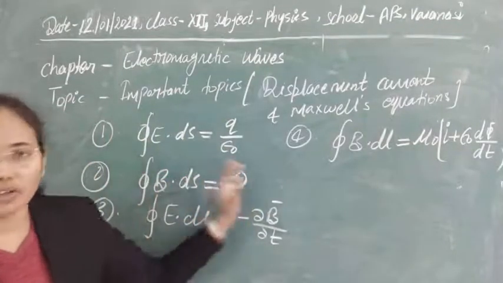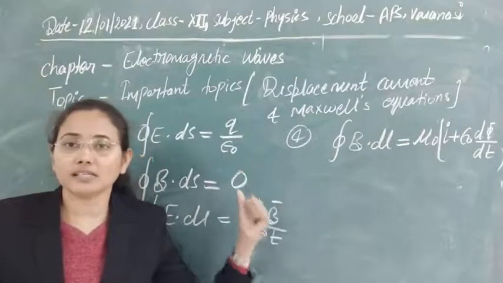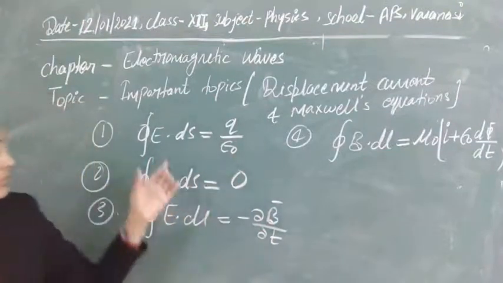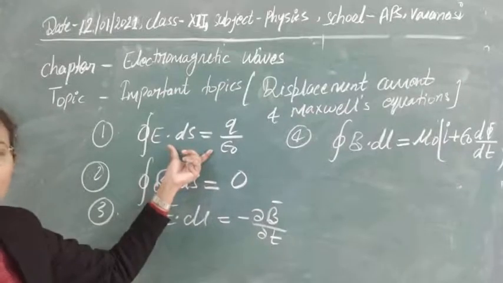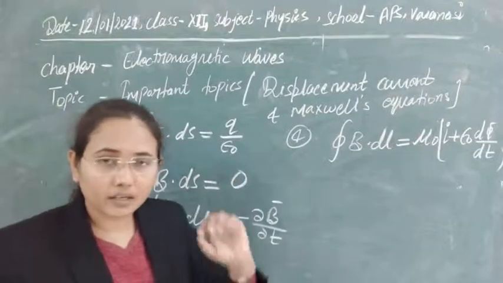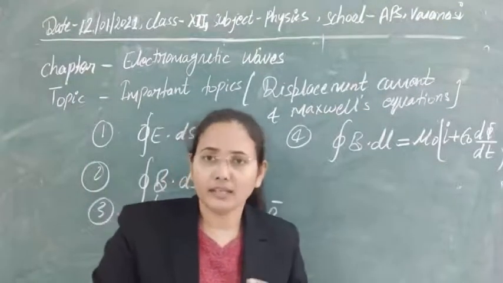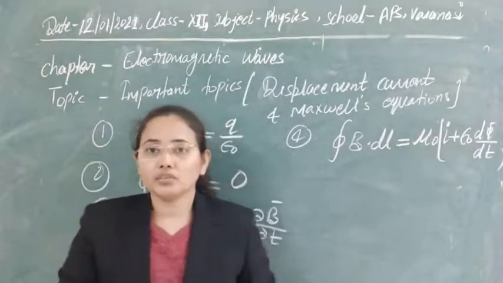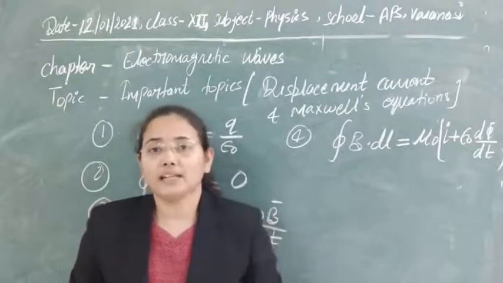This is a very important question also: Maxwell's equations, their physical significance, what the equations are showing. The first equation is Gauss law of electrostatics. This equation shows that the electric flux over any closed surface is 1 upon epsilon times the charge enclosed by that surface.